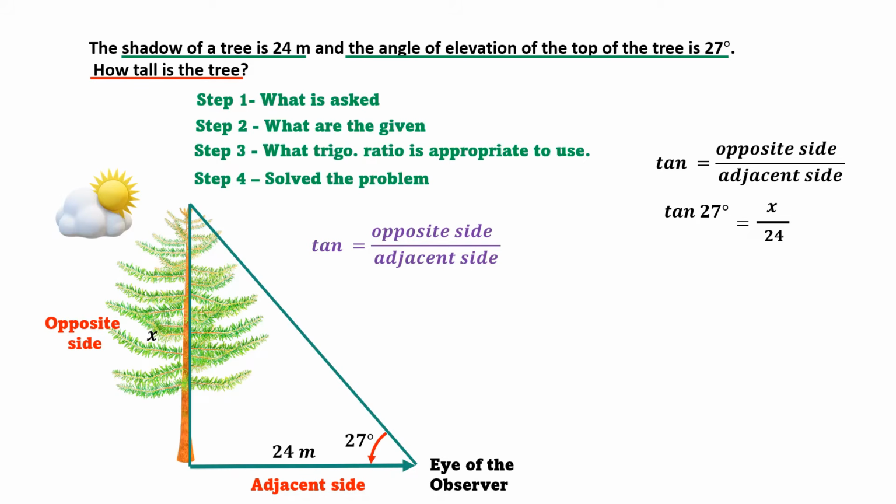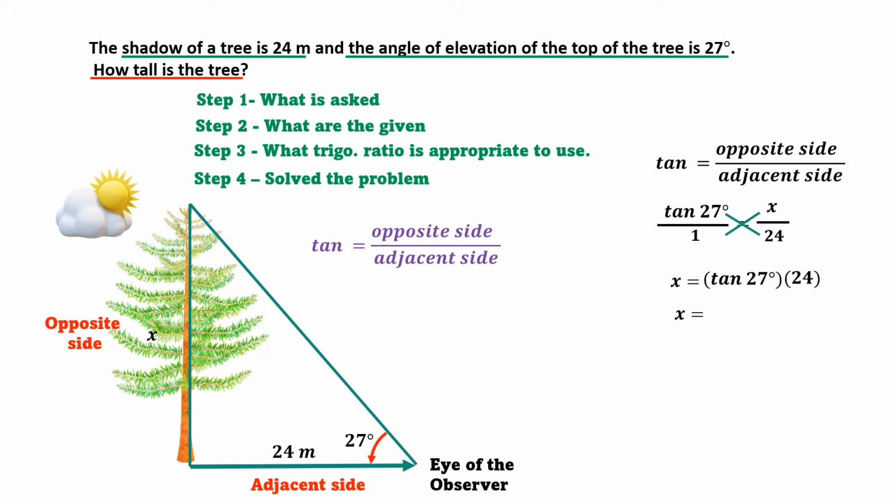To deal with this, make sure the other side of the equation is also a fraction. So, we will insert the denominator of tangent 27 degrees, which is 1. Perform cross multiplication. So, we have x times 1. The product is equal to x. Then, tangent 27 degrees multiplied by 24 is equal to tangent 27 degrees times 24.